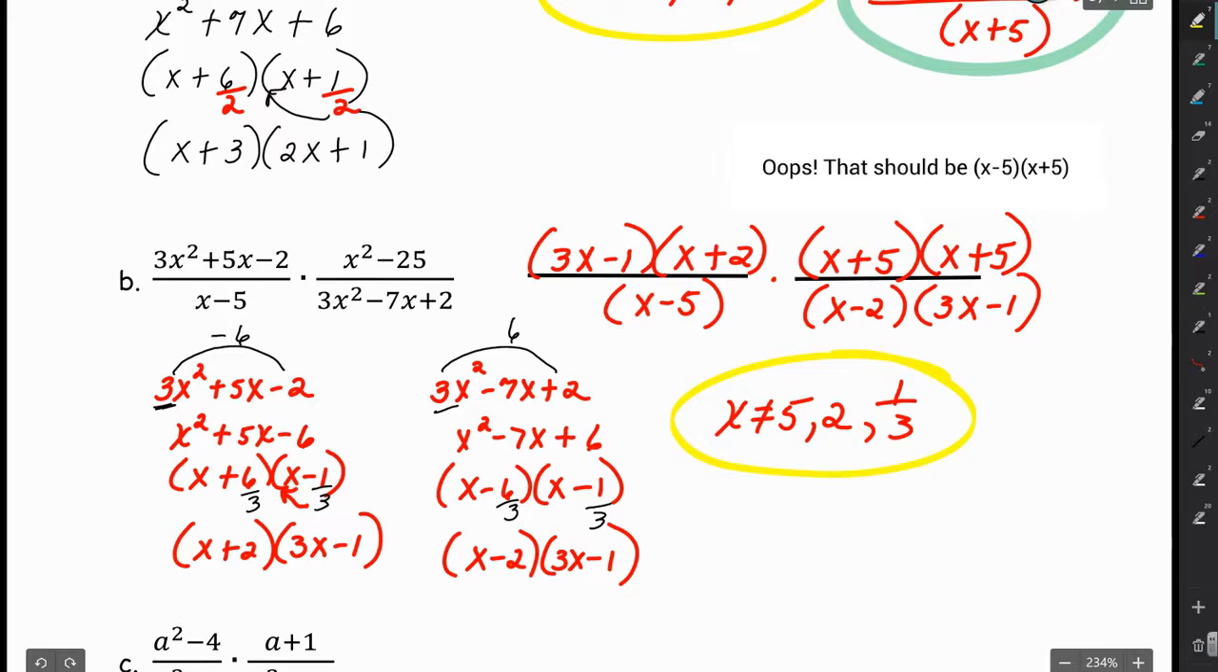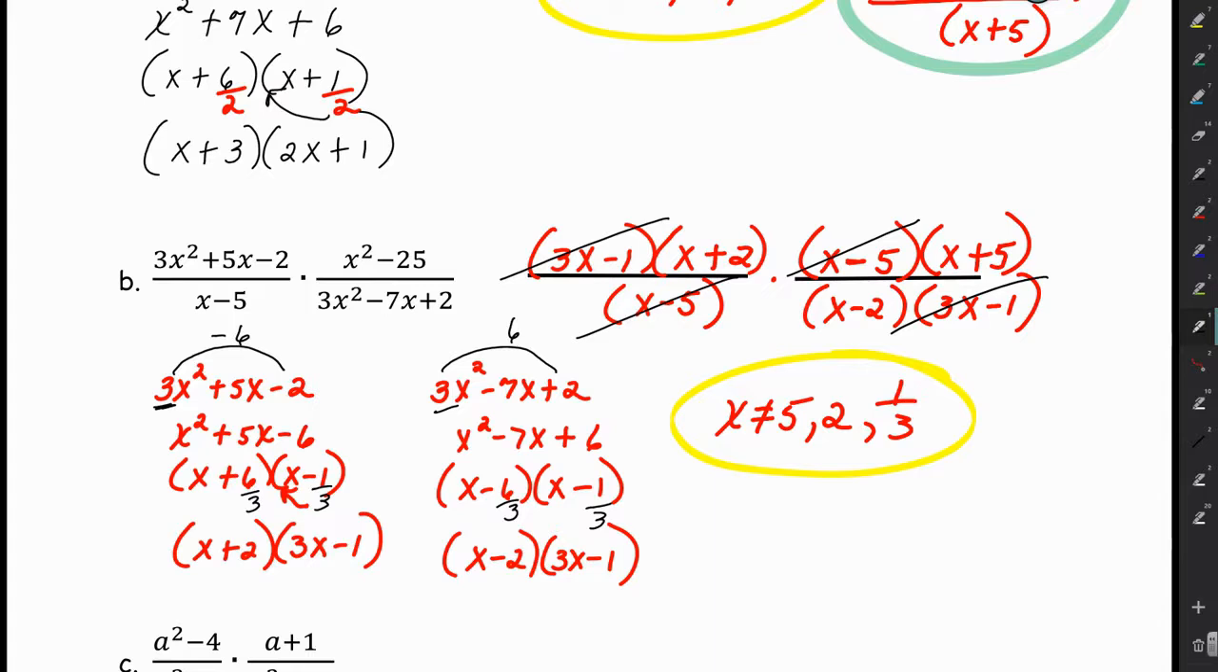Now we'll cancel out anything that is the same in the numerator and the denominator. So it looks like 3x minus 1. All right, and then this should be minus 5. X squared minus 25 is x minus 5 times x plus 5. Sorry about that, made a little mistake there. Cross this off, cross this off. Now we can go ahead and write the final expression.